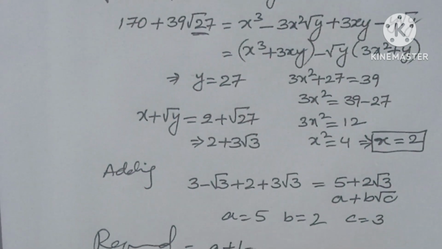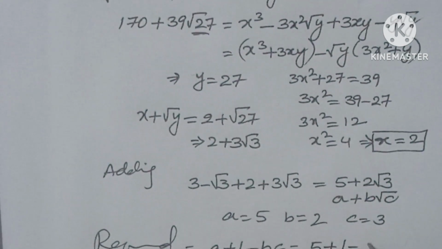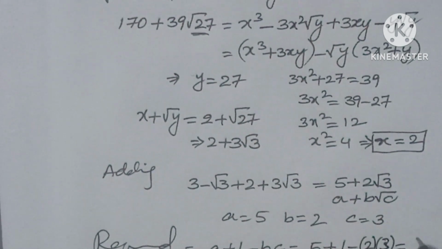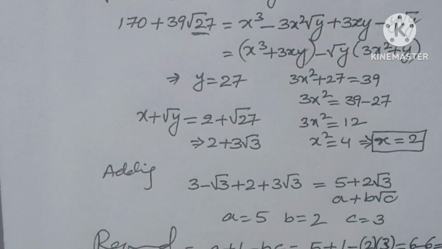Now what is required here? a plus 1 minus bc: 5 plus 1 minus 2 into 3, 6 minus 6 will get 0.